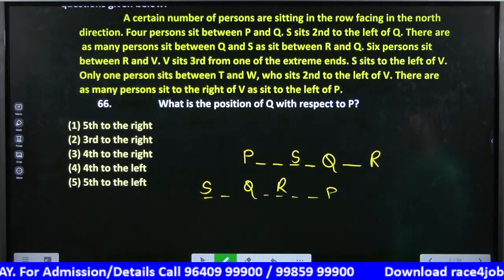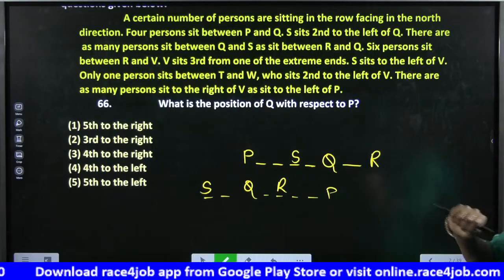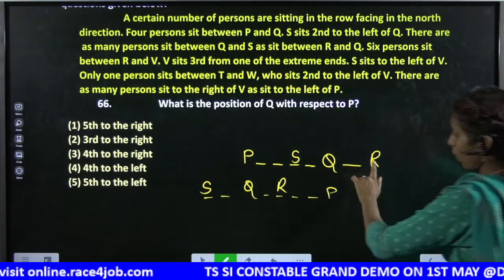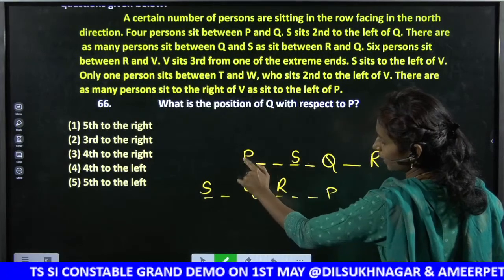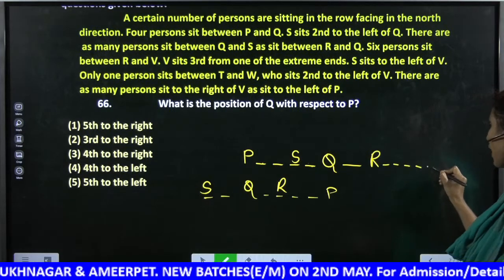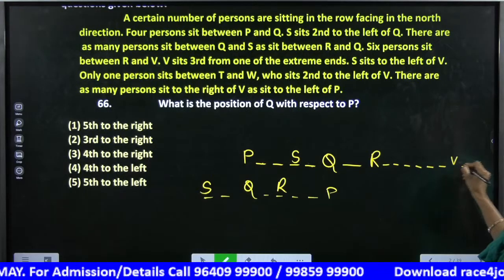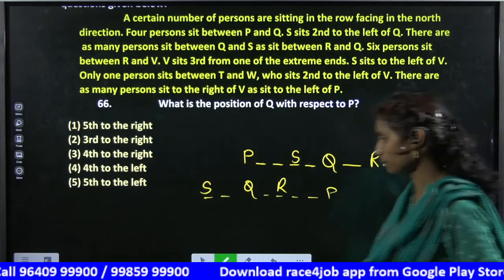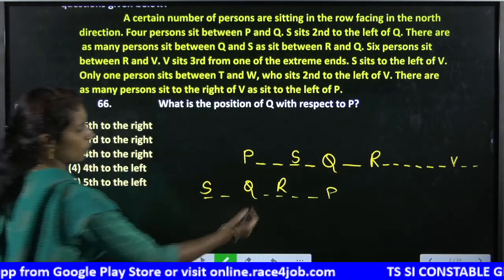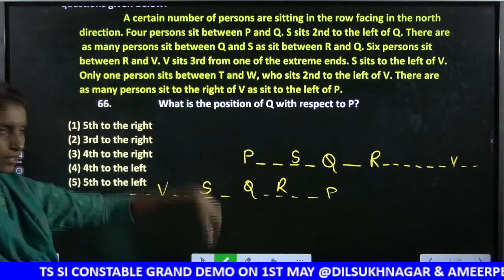6 persons sit between R and V. In between R and V we have 6 persons. And V sits third from one of the extreme ends. Check it here: R, 1, 2, 3, 4, 5, 6. We cannot place V here because P is already there. So 1, 2, 3, 4, 5, 6 and V is here. V is third from one of the extreme ends, so 1, 2, 3. You can consider R towards the left side or towards the right side. We can place V here, with 2 persons there, and in the same way we can place it on the other side too.